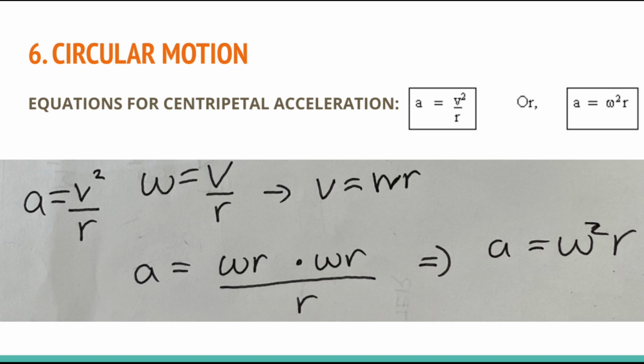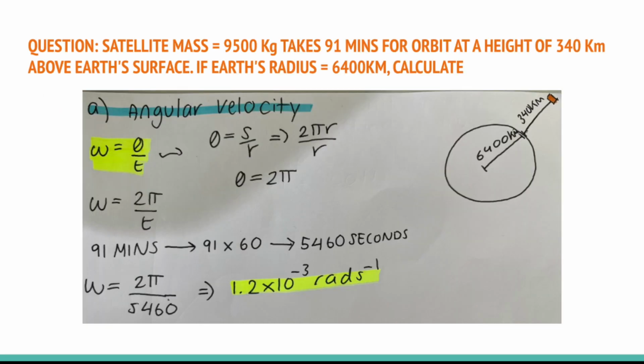So then we have acceleration equals omega r multiplied by omega r divided by r, and eventually we end up with acceleration equals omega squared multiplied by r. Onto some fire questions. This can be a common question that comes up.